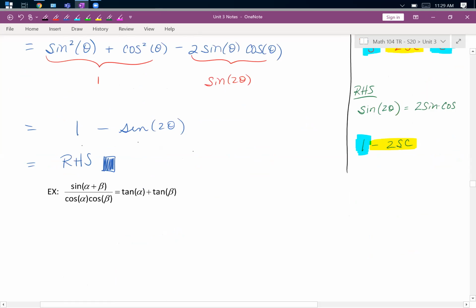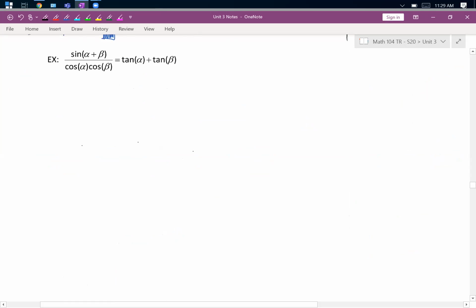Okay. Next, we want to verify that sine of alpha plus beta divided by cosine of alpha cosine of beta is equal to tangent of alpha plus tangent of beta. We want to start by determining which is our more complicated side. What do you think? Right, our left side for sure, because not only do we have an argument of alpha plus beta, we have a fraction as well.